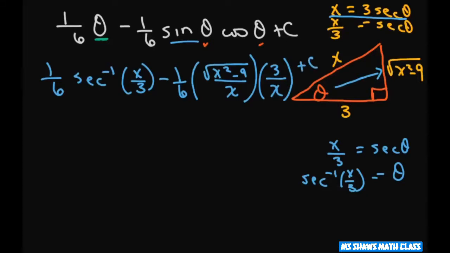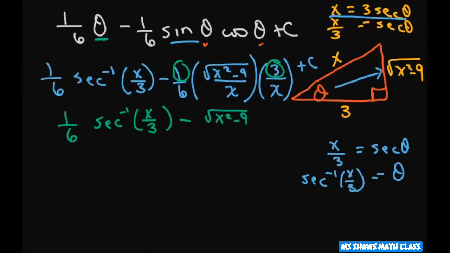Cleaning that up, you're going to get 1/6 inverse secant of x divided by 3 minus, and we've got this 3 here, and we have the 1/6, so when you multiply these two, that ends up being 1/2. So I'm going to write square root of x squared minus 9, and we have the 1/2, so I'm going to put the 2 here, divided by x squared, plus c. And that's your final answer.